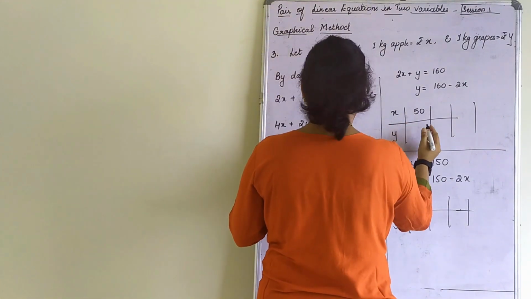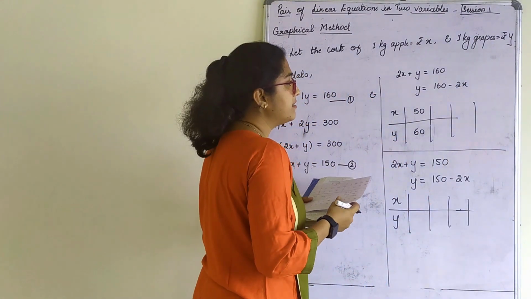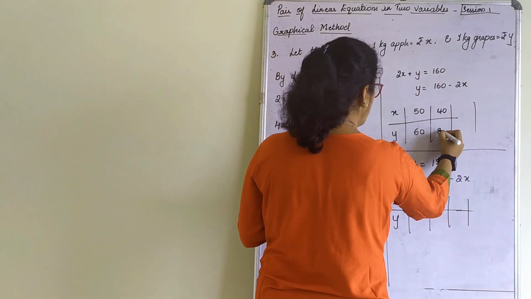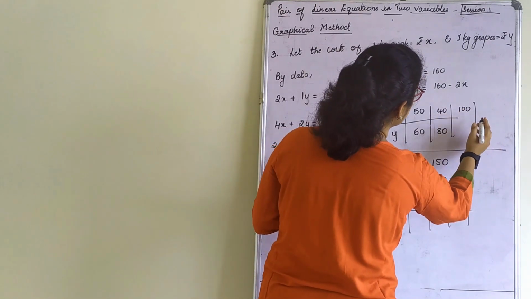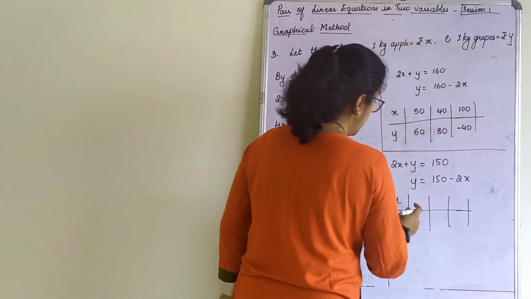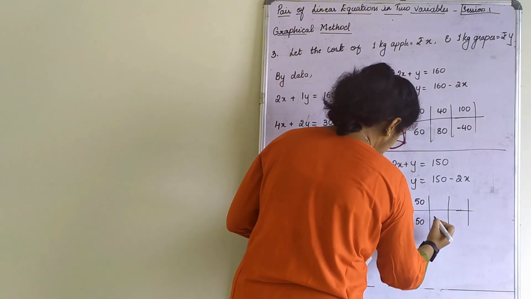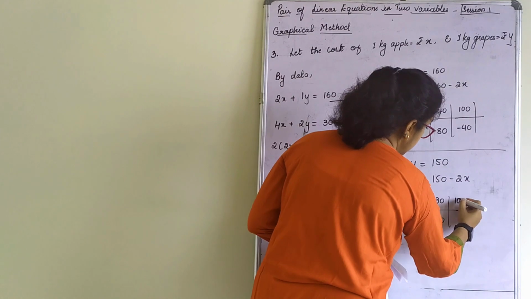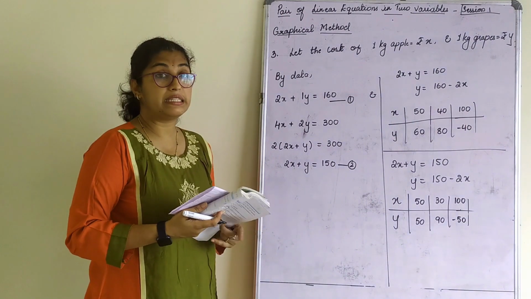When x is 50, y is 60. x is 50, 2 into 50, 100. 160 minus 100, 60. Like that you have to calculate it. x is 40, y is 80. x is 100, y is minus 40, because 160 minus 200 is minus 40. Next, for this, x is 50, y is 50, x is 30, y is 90, and x is 100, y is minus 50. Right? So we need to represent this now graphically.